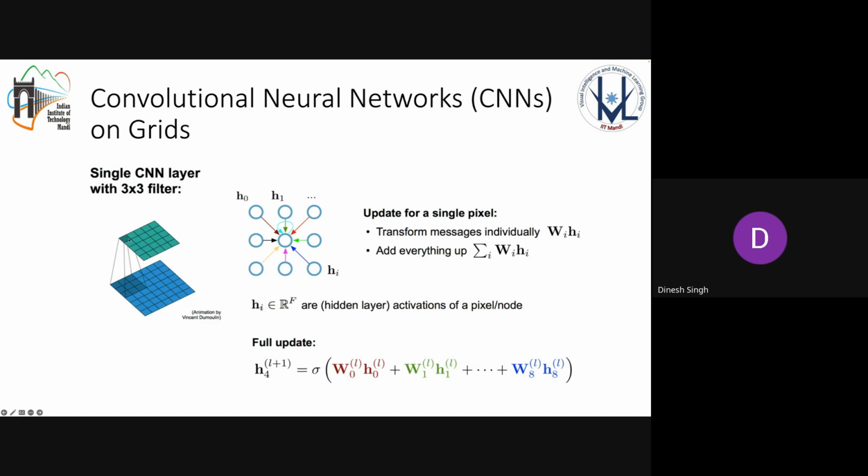Okay, so that is the convolutional neural networks on the grid structure kind of things, which are actually the images. Spatial, what are the good things? So here, each pixel has predefined neighbors.